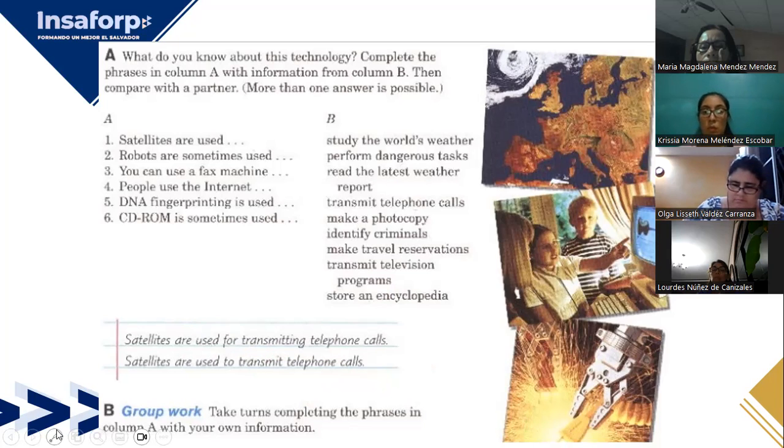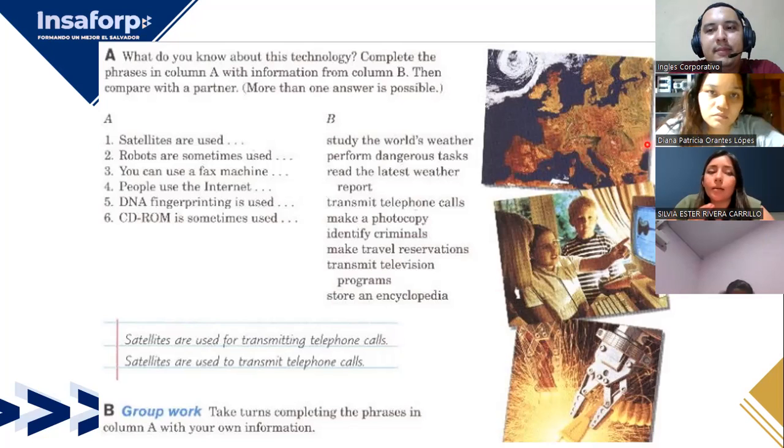Okay, and maybe for the moment, for explaining, that's it. How come, Silvia? Do you think in the moment that you are referring to the action? Yes, para determinar cuál usar. Oh, no, that's not necessary.